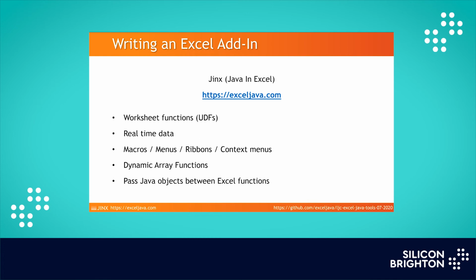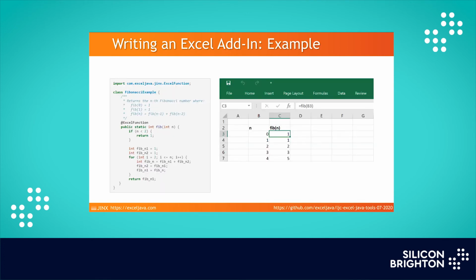So it means you can write worksheet functions. That's where you do equals, your function name, and so on. Real-time data, streaming in real-time ticking prices, or whatever it is, directly into Excel. Write macros and menus and ribbons and all this kind of stuff. Dynamic array functions were a new addition in a recent version of Excel, where you can have arrays that automatically expand. Jinx supports that, not just in the latest Excel, but way back in Excel 2003. And another interesting thing is being able to pass Java objects between Excel functions, and I'll show you that in a second as well.